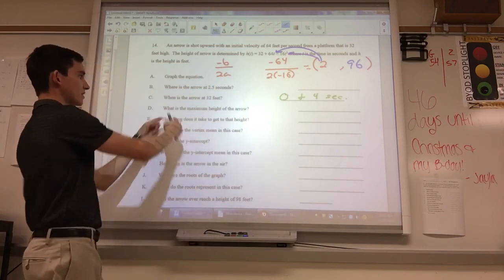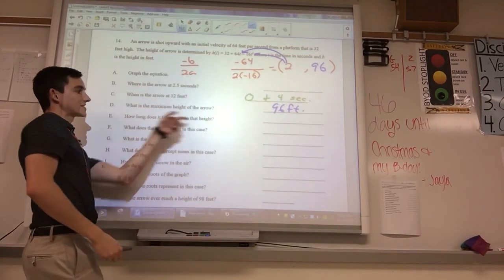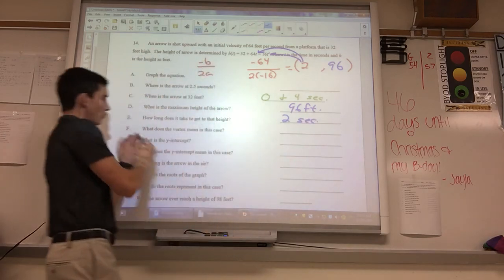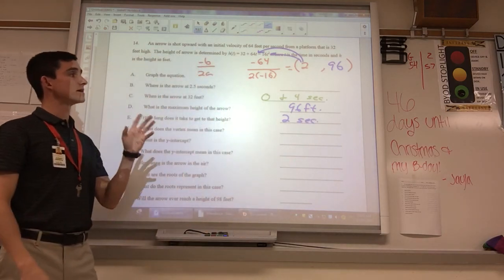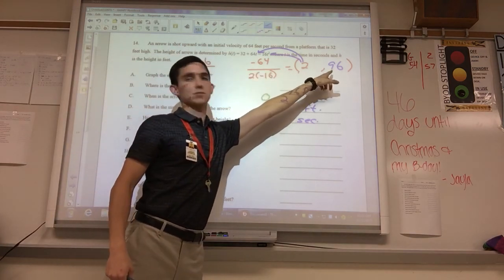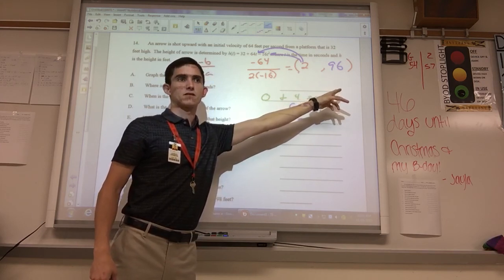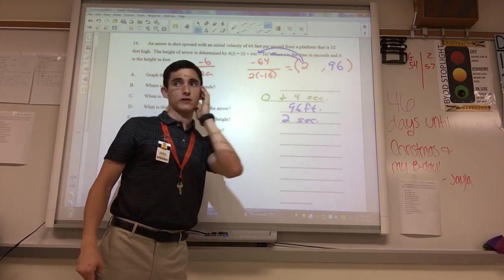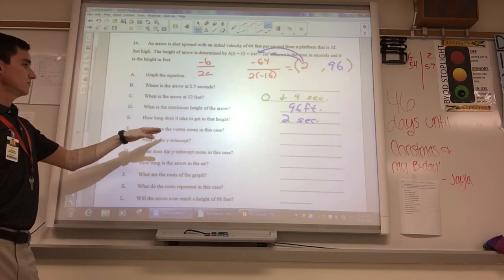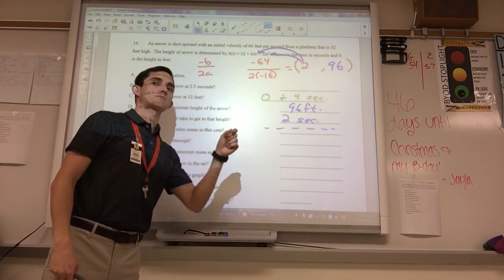So that answers a lot of the next questions. What is the maximum height of the arrow? 96 feet, right? How long does it take to get to that height? 2 seconds. What does the vertex mean in this case? Well, it means that the arrow that's shot up takes 2 seconds to reach its maximum height of 96 feet. Y'all got it? Are there any questions so far? Okie doke. So going on. Write that out however you want. Again, something along the lines of it takes 2 seconds for the arrow to reach its maximum height of 96 feet.